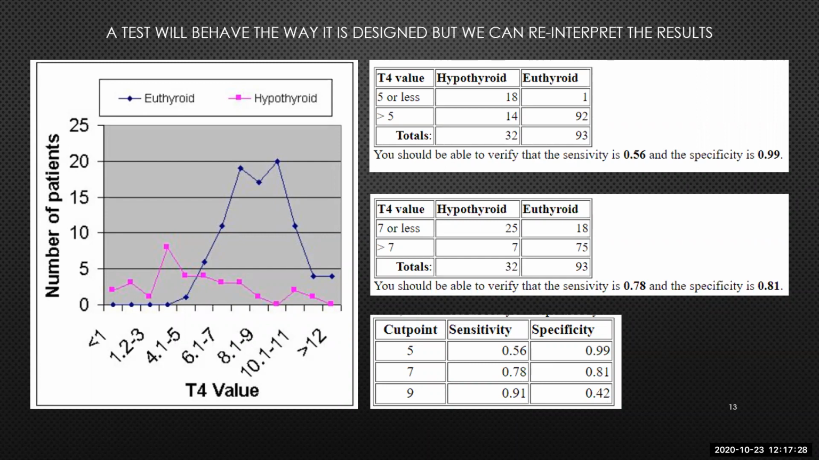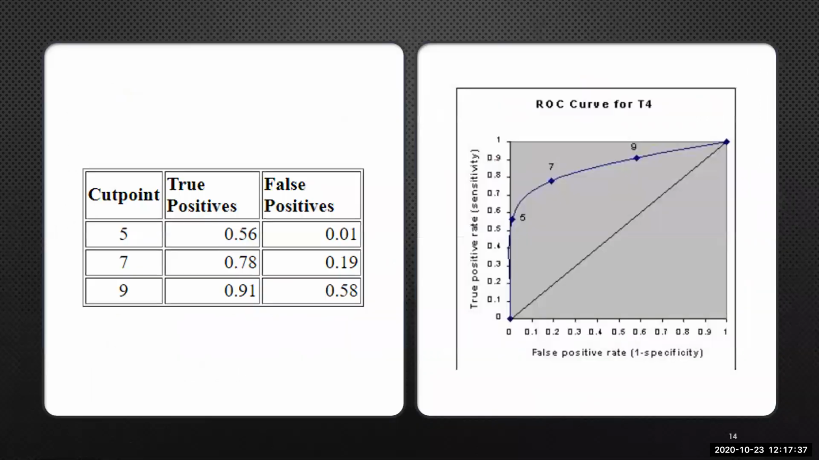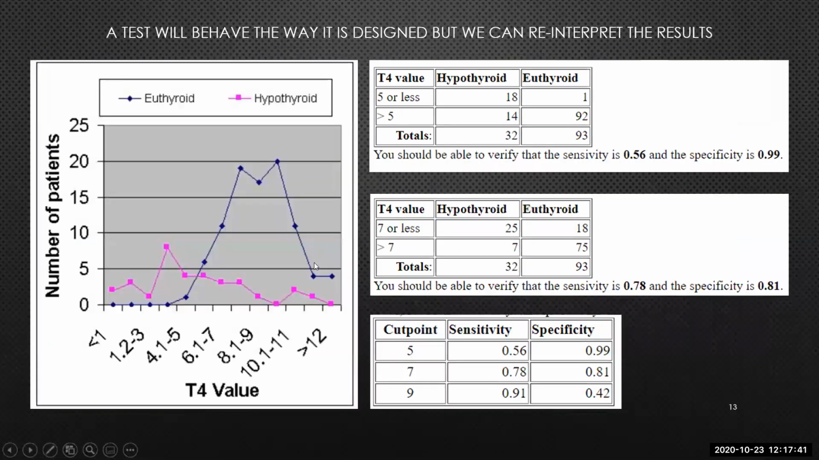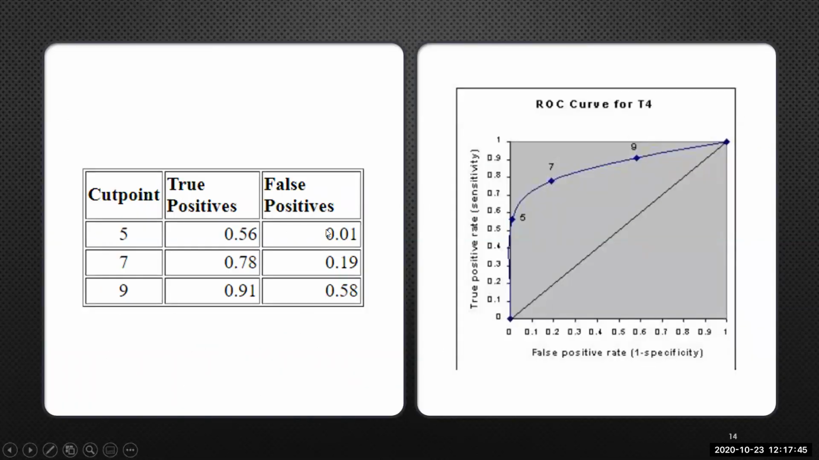So remember, this is to say that a test will behave in the way that it is designed, but that we can reinterpret the results using an ROC curve. So what does that mean? So doing a little more fancy math, all they did was subtract the specificities from 1 and got the false positive rates, and then charted these as points on the curve.